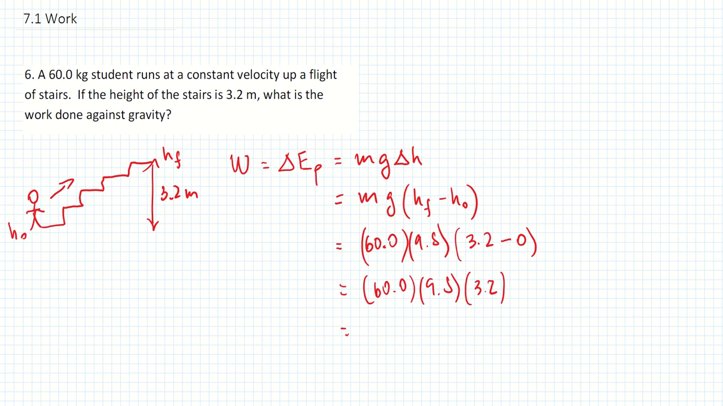And then once you multiply all of these together, 60 times 9.8 times 3.2, we get 1,881.6 joules. Now this has to be rounded to 2 sig figs, so we're going to round this up to 1,900 joules. All right, so that's question number 6.